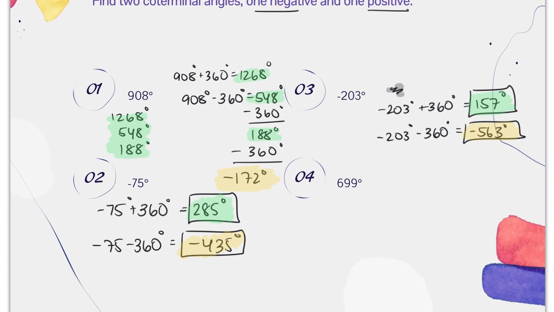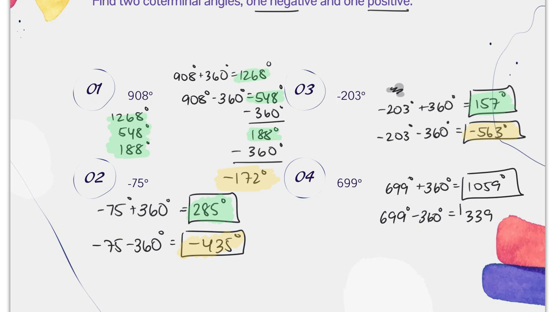Again, when I'm at 699, I'll do 699 degrees. I can start by adding 360. That's always an option. 699 plus 360 is 1,059 degrees. That's one positive angle. Or I know that this is more than one revolution, so I could technically subtract 360 and I'll still get a positive value. So I could have started at 699, that's probably what I would have done, and subtracted 360 from it, and I would have gotten to 339 degrees, which is also positive.